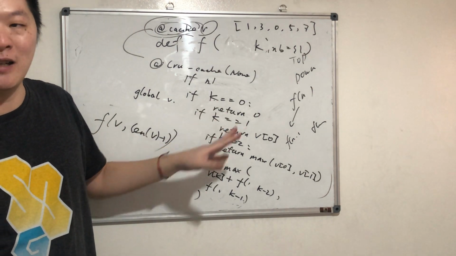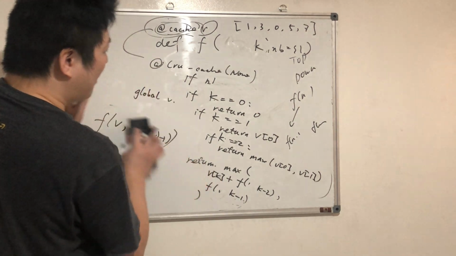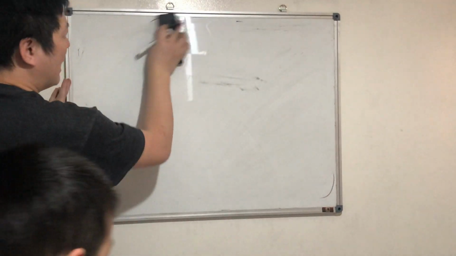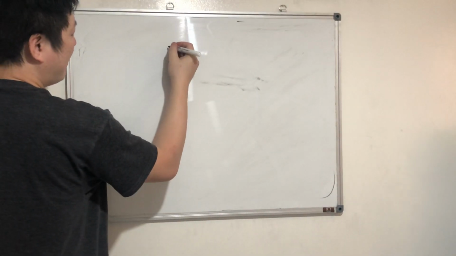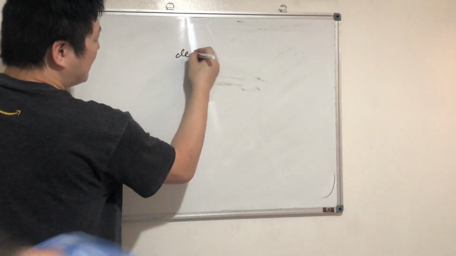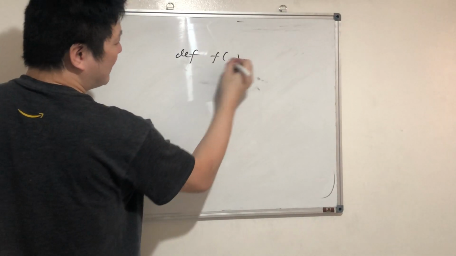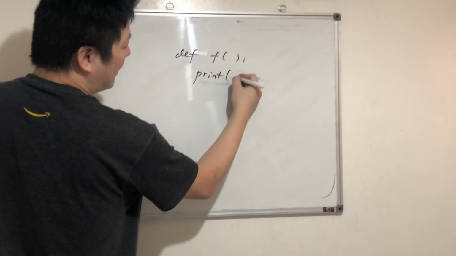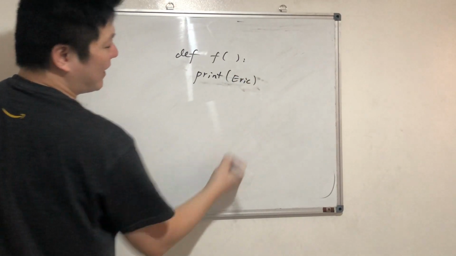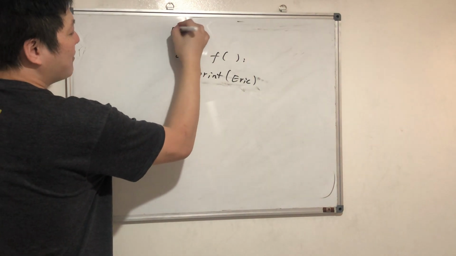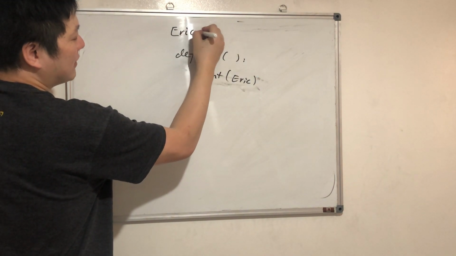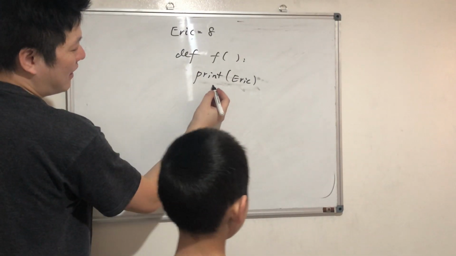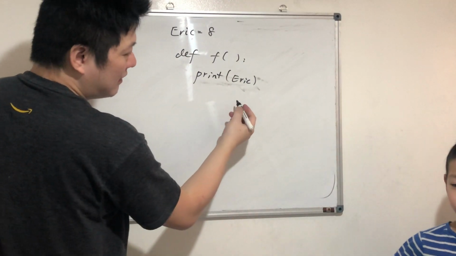It's quite similar to yesterday. Okay, I talk a little bit about Python here. Look, Eric. Define a function f with nothing, and if I want to print Eric here, Eric is defined outside this function. Eric equals 8, okay?